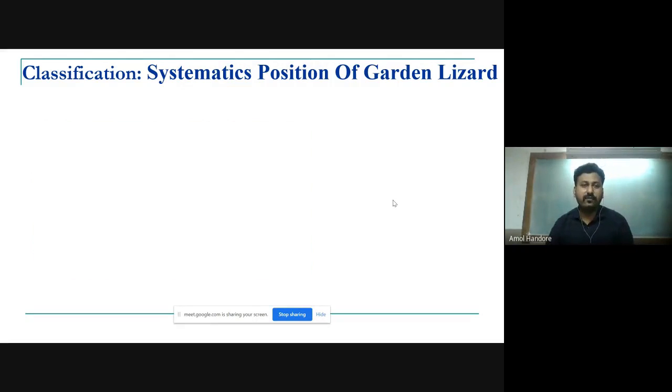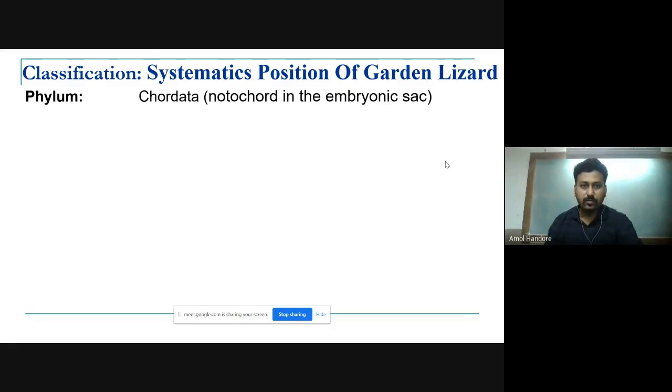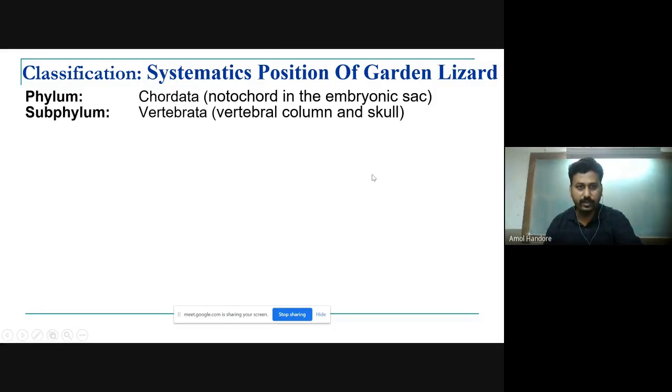So let's first study the systematic position of the garden lizard. First of all, you must be knowing that the garden lizard or the Calotes belongs to Reptilia. It is basically a reptile. So let's start with phylum. The phylum of Calotes is Chordata. What do you understand by the literal meaning of Chordata? That is, notochord is present in the embryonic stage. So in the embryonic stage, since notochord is present, we are classifying these Calotes in the phylum Chordata.